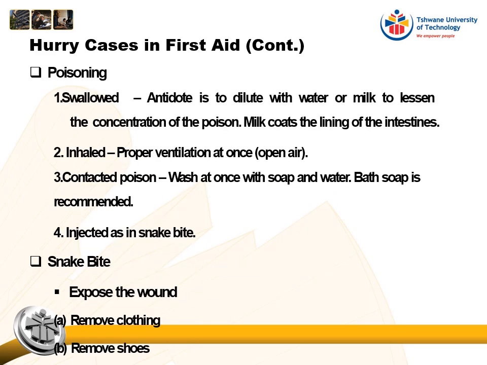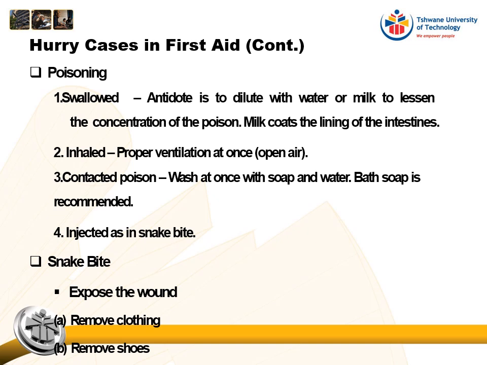Still on hurry cases in first aid, poisoning. If the poison was swallowed, the antidote is to dilute with water or milk to lessen the concentration of the poison. Milk coats the lining of the intestines. Number 2, if the poison was inhaled, provide proper ventilation at once, open air. So you put the person in an open air environment. Number 3, if they contacted poison, you wash at once with soap and water, but soap is recommended in this case.